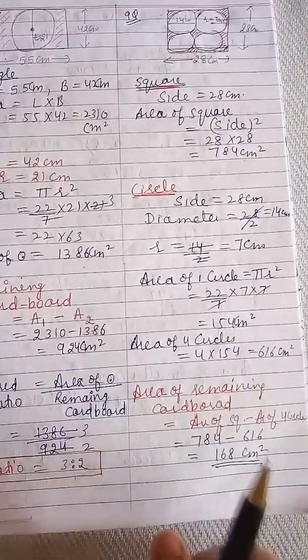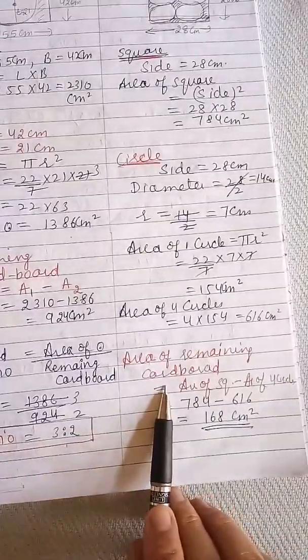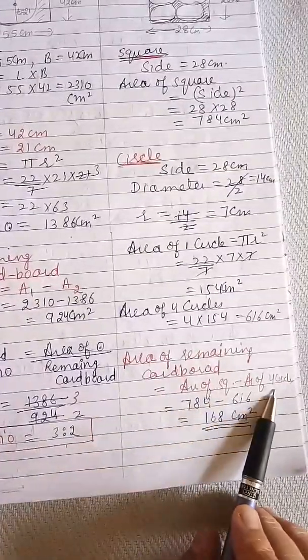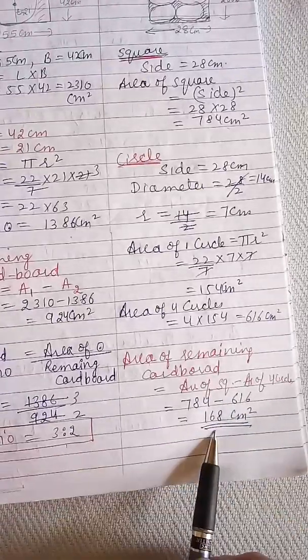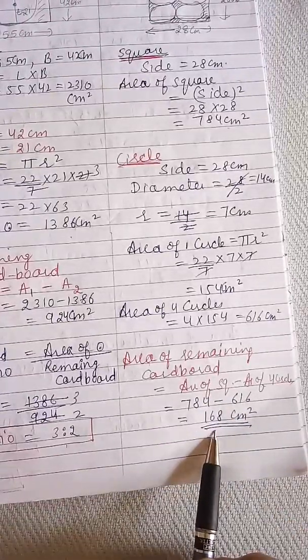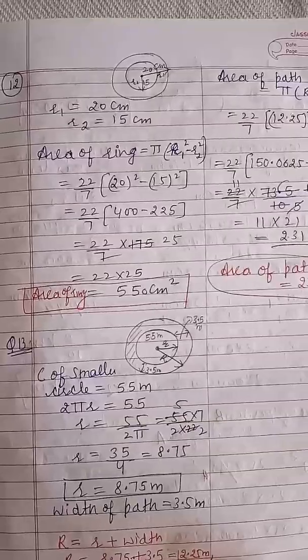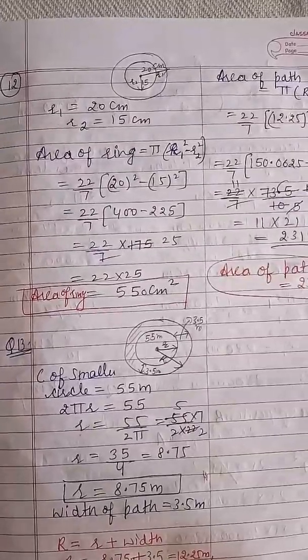Now they are asking you what is the area of the remaining cardboard. From area of square you subtract the area of 4 circles, and this is the area of the remaining cardboard. Now the next topic is regarding the concentric circles.